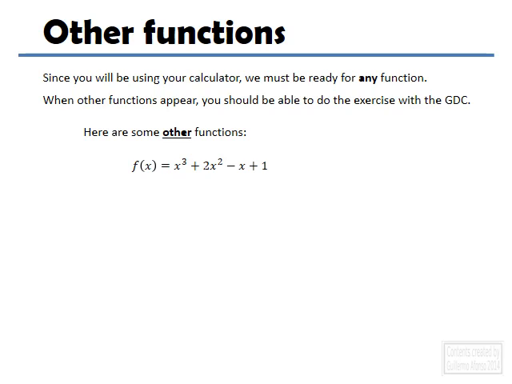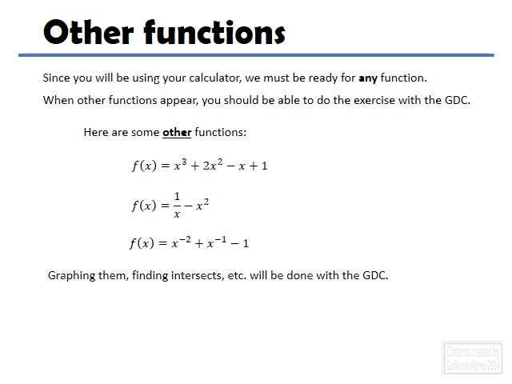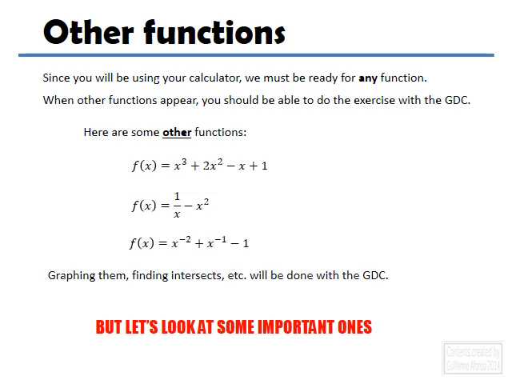Again, this one here is a polynomial, it's called a cubic function. This one here would be a rational function because I have the x dividing. And this one here, which looks special, is actually just a rational function. So you'll have to graph them, find intersects, etc. And this will all be done with the graphic display calculator. So let's look at a few important ones.